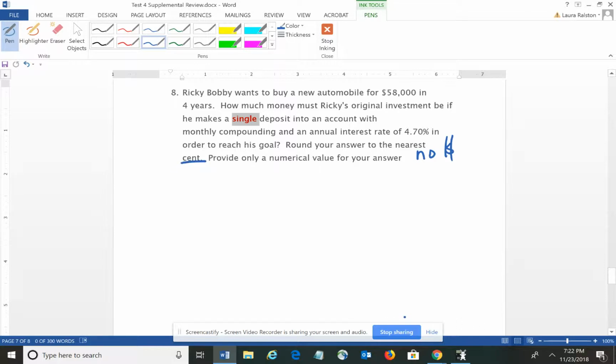Now, you've got to be careful. Read the problem carefully, because this one says, I have it highlighted in red, a single deposit. We're not looking at making a deposit monthly. So this is really just a straight, flat out interest problem. So we're going to use A equals P times 1 plus r divided by n, to the nt power.